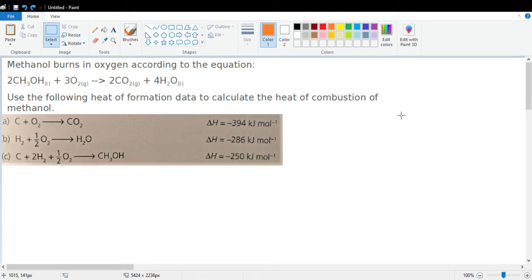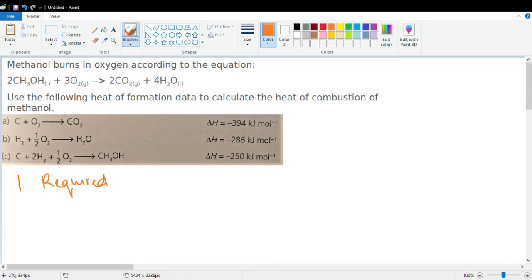So methanol burns in oxygen according to the equation given on the screen, and you must use the heats of formation of the three equations given to you to calculate the heat of combustion of methanol. So the heat of combustion is the change when 1 mole of the substance completely burns in oxygen. So step 1 is our required equation, which is the equation for the combustion of methanol.